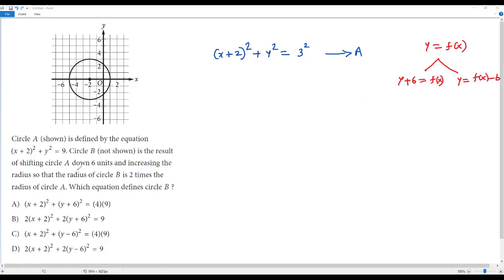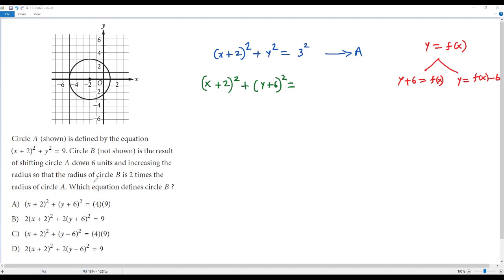So now to apply the first transformation, a vertical translation of 6 units down, I have to replace this y by y plus 6 to get the equation of circle B. Okay, let me do it. That is x squared plus, now this y has to be replaced by y plus 6, the whole squared.